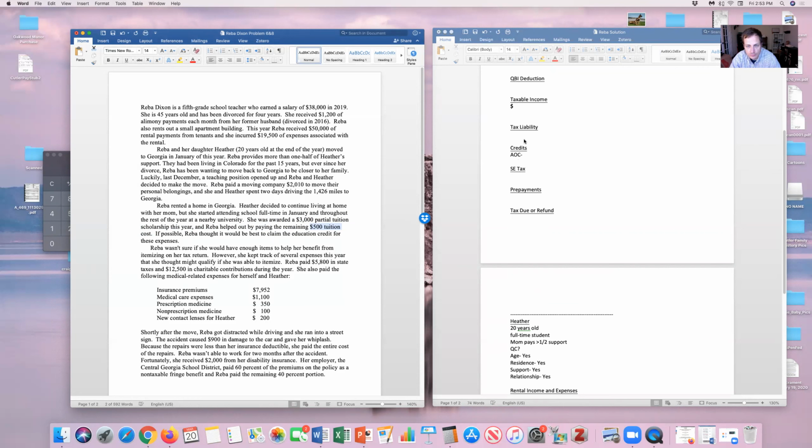And so this is just going to be $500 American Opportunity Credit, right? We need to make a note here. Is there a phase out? Before we can know if there's a phase out, we have to know Reba's AGI.